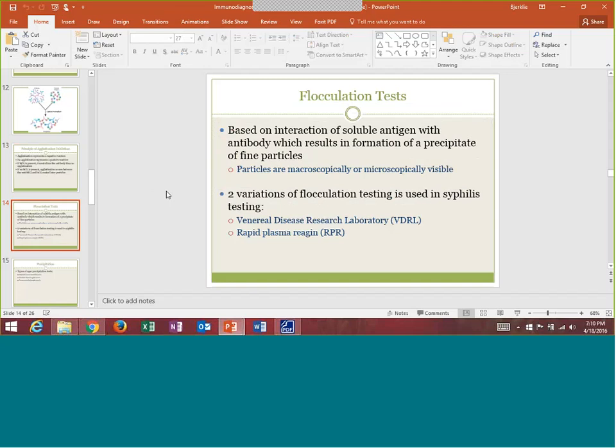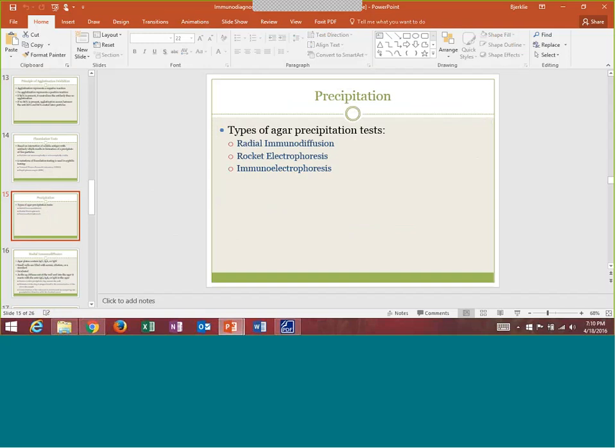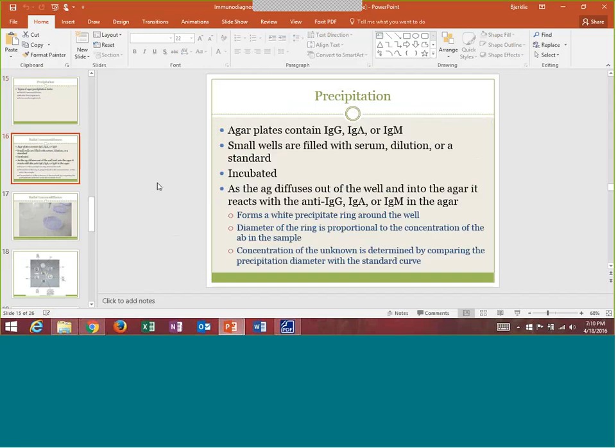Flocculation is just another word for precipitation, and again, it's all about using soluble components. There's two very common precipitation or flocculation tests that we use in micro for syphilis detection, and that's VDRL and RPR. These are two screening tests that we use when we're looking for syphilis within somebody. Other types of precipitation tests are radial immunodiffusion, electrophoresis, and immunoelectrophoresis.